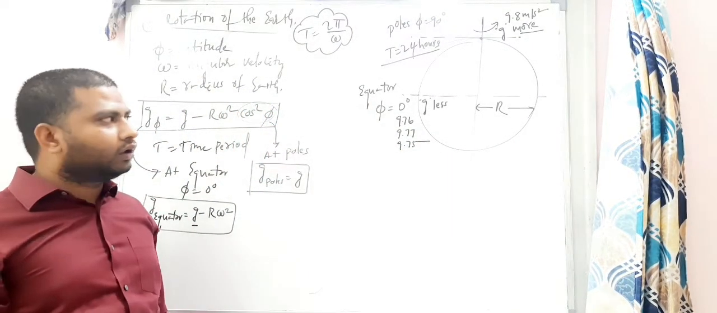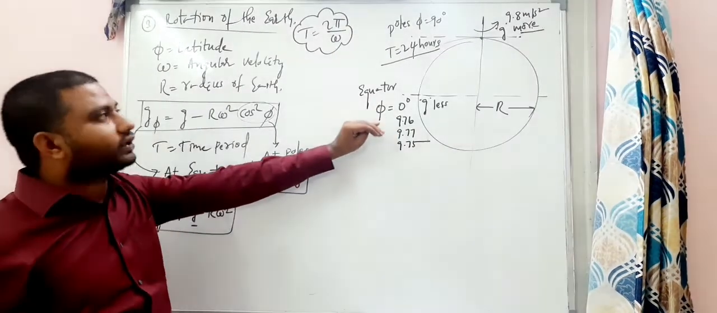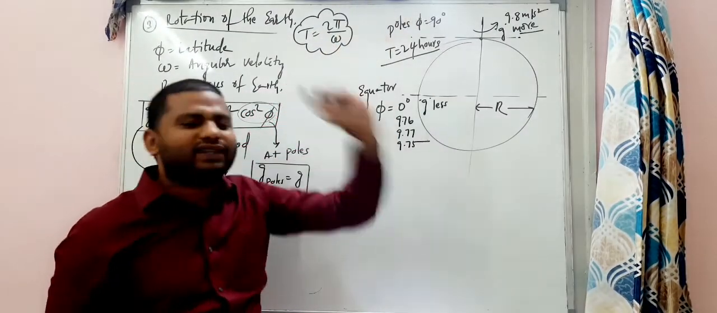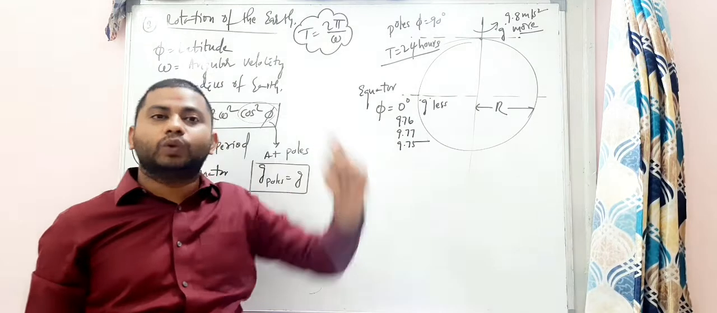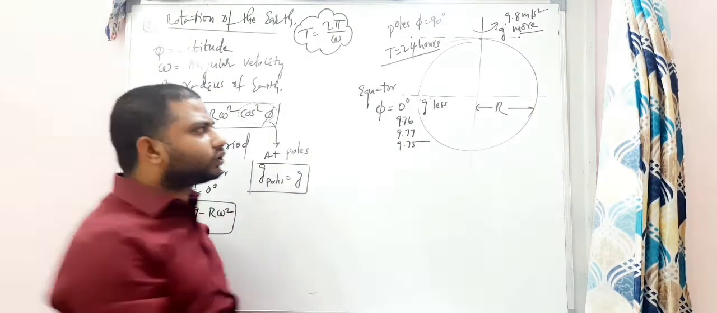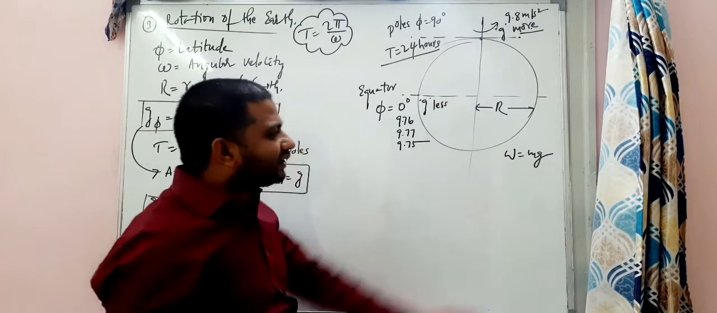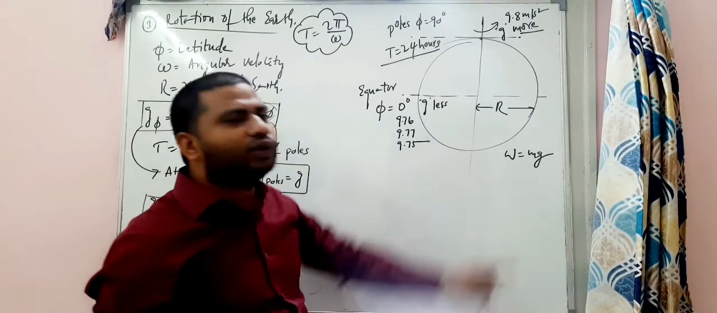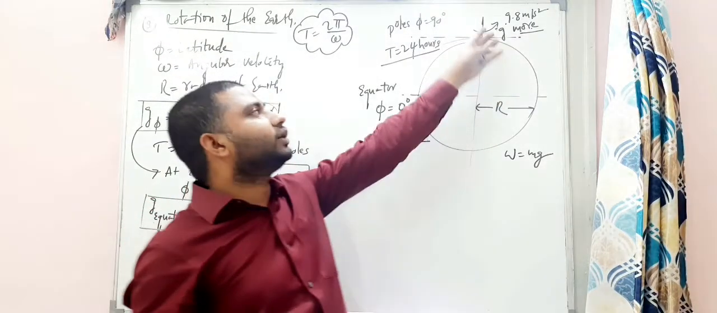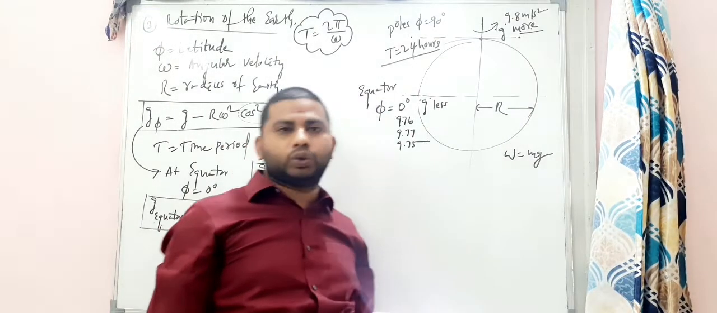Okay. Now, comparatively, at the poles the acceleration due to gravity is a little more than at the equator. Acceleration due to gravity more, and we know W is equal to mg. So when acceleration due to gravity is more, the weight is more. Where? At the poles.